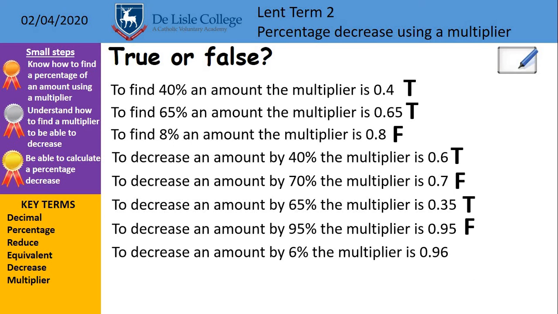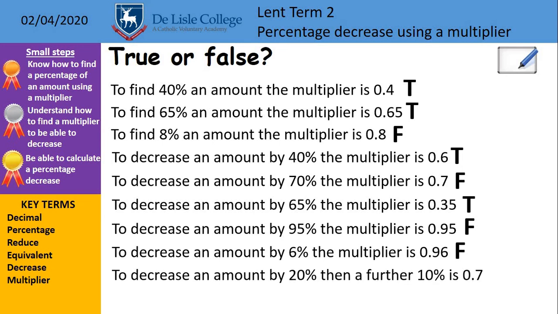To decrease an amount by 6%, the multiplier is 0.96. Well, this is false. If we're decreasing by 6, remember 100 subtract 6 is actually 94%. So the multiplier would be 0.94, not 0.96.